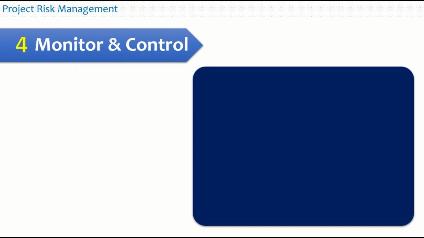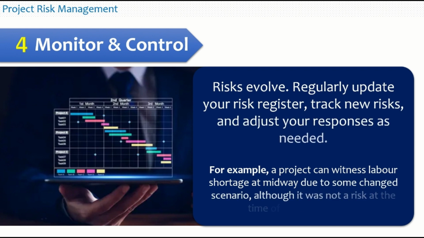The next step is monitoring and control. Risks evolve. Regularly update your risk register, track new risks, and adjust your responses as needed. For example, a project can witness labor shortage midway due to some changed scenario, although it may not have been identified as a risk at the time of commencement. You will get new risks while the project progresses, and it is important to keep an eye on the newly evolved risks over the course of the project and update your risk register accordingly.